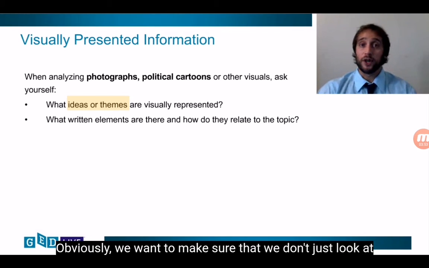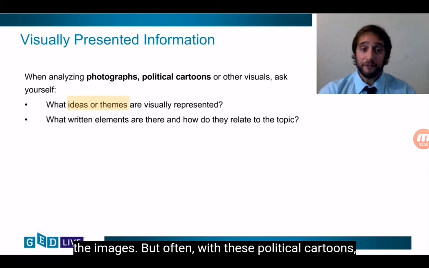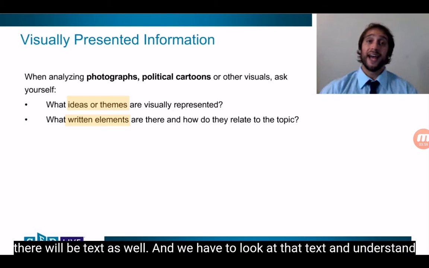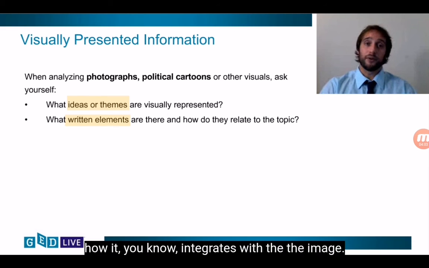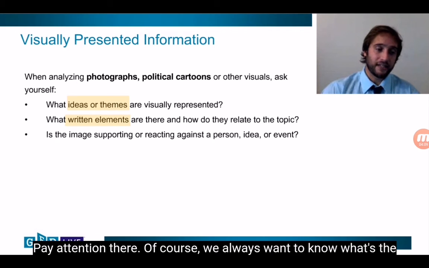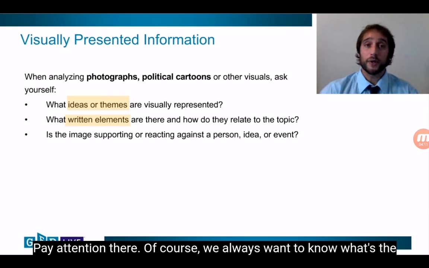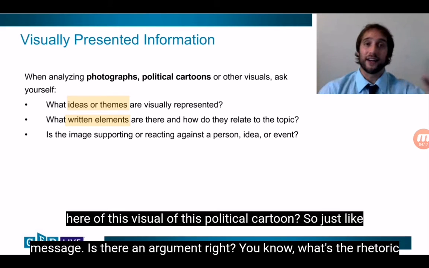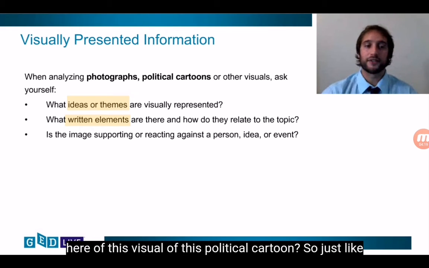Obviously, we want to make sure that we don't just look at the images, but often with these political cartoons, there will be text as well. And we have to look at that text and understand how it integrates with the image. And we have to understand how those interact. Pay attention there. Of course, we always want to know what's the message. Is there an argument? What's the rhetoric here of this visual, of this political cartoon?